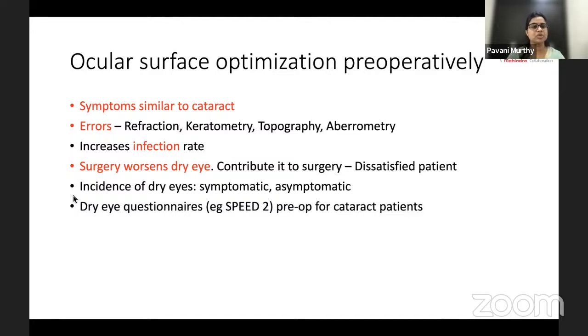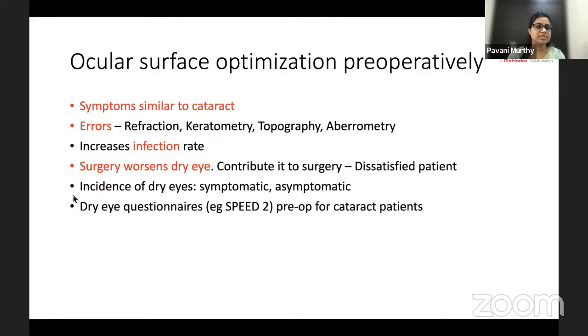It is important to know that whatever tests you do will be full of errors, like the refraction, keratometry, topography, aberrometry. Everything will have its own margin of error. Not just that, after doing the surgery, the chances of infection drastically increase. The surgery itself is going to worsen the dry eye, which the patient is going to attribute to the surgery itself, leading to a dissatisfied patient as well as a dissatisfied doctor.